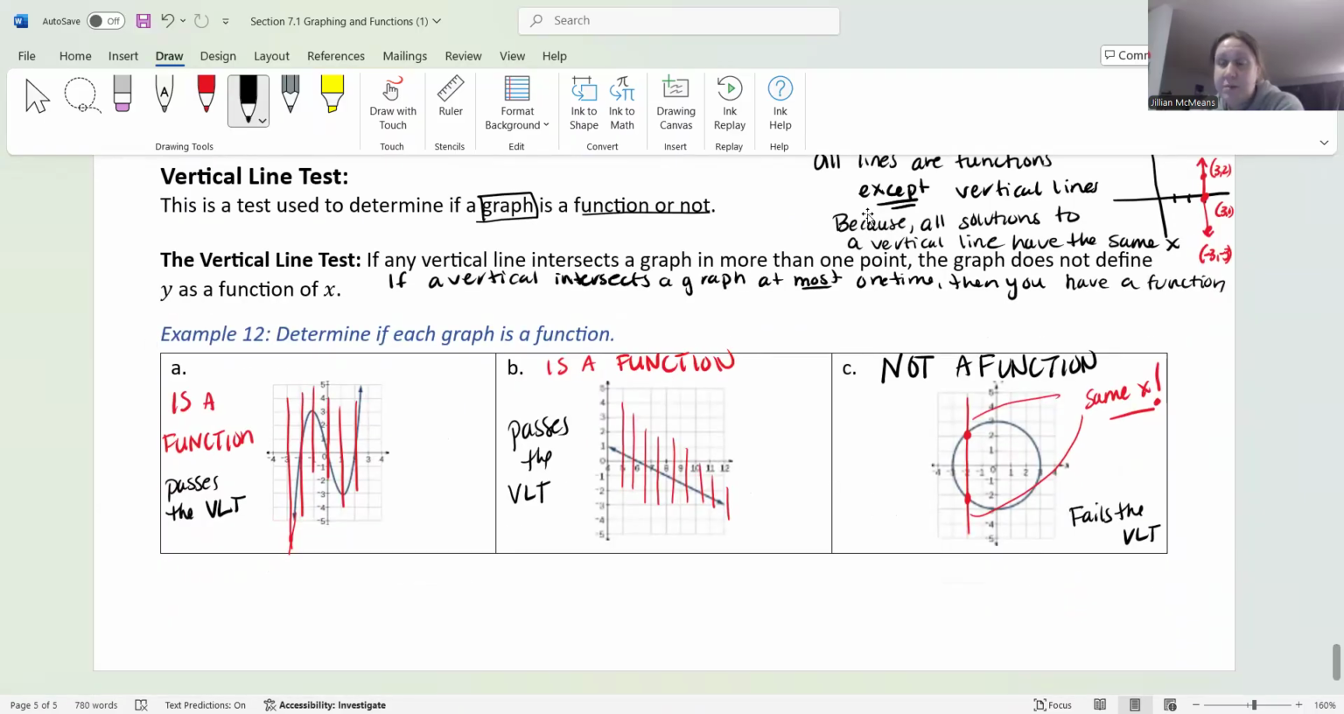So that wraps up section 7.1. In 7.2, we're going to look at very specific functions called linear functions. So we're going to look at lines. And remember, all lines are functions except vertical ones. So we'll dive into section 7.2 next time.